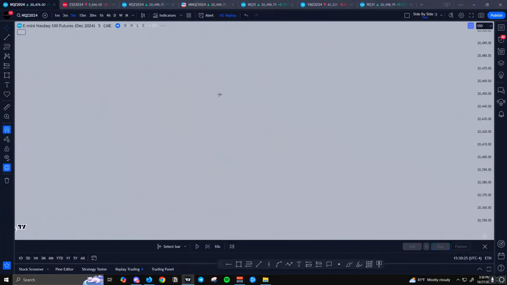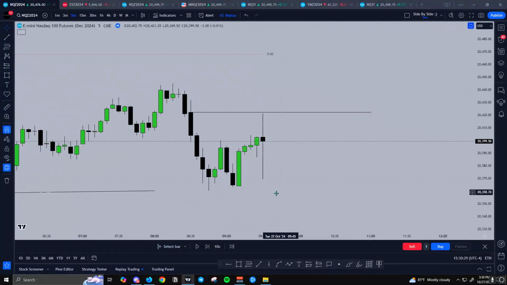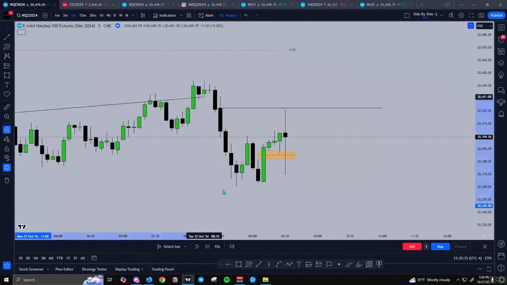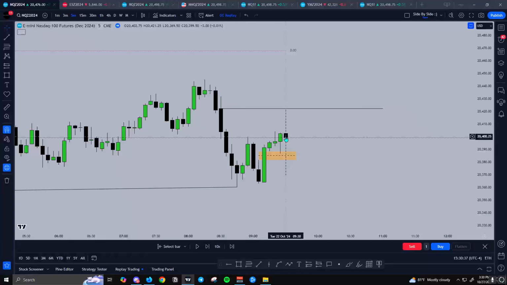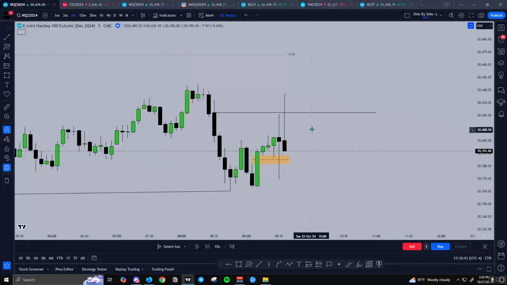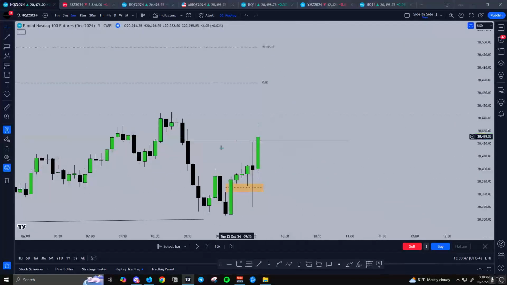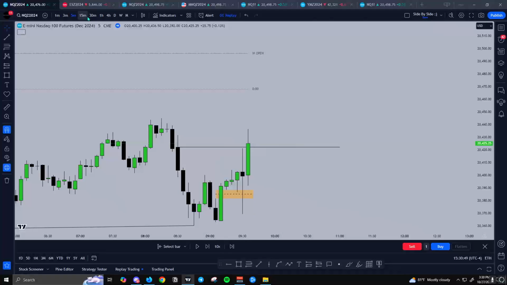Now, if you zoom in once again and we go back in time, we have 9:30 here. We have this small little imbalance, and we have this SMT low, which should now be protected. 9:30 rebalances this inefficiency and then trades what? Trades higher. So now this is your catalyst that the low risk buy has been put in, and now you can be looking for any kind of entry model along the way.